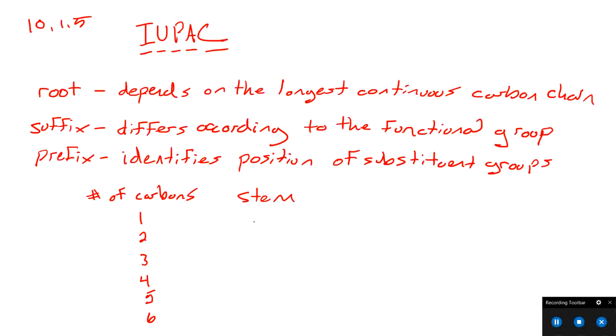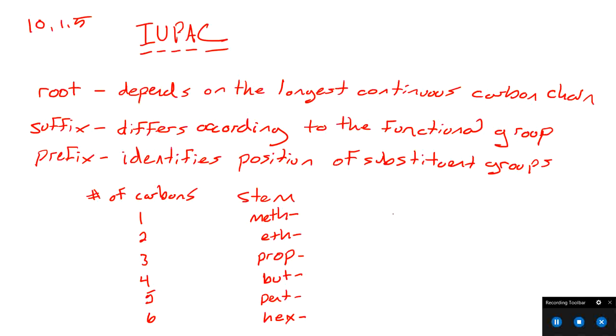The stem word, or the beginning word that we start everything with: 1 is meth, 2 is eth, 3 is prop, 4 is but, 5 is pent, 6 is hex. And then the suffix would come after that depending on the functional group present or lack of functional group, and the prefix comes beforehand, which tells you what else is attached to this main chain.